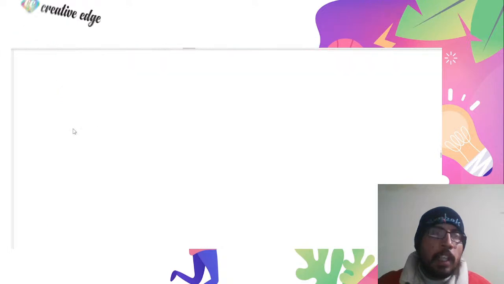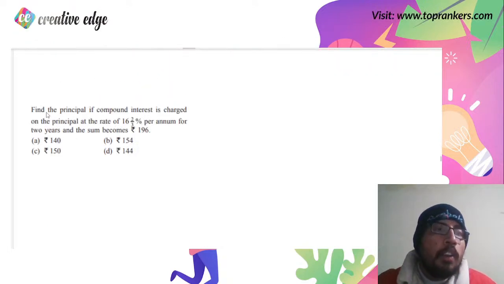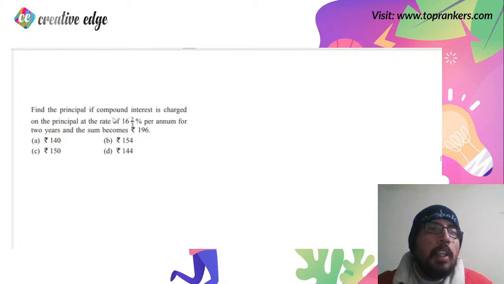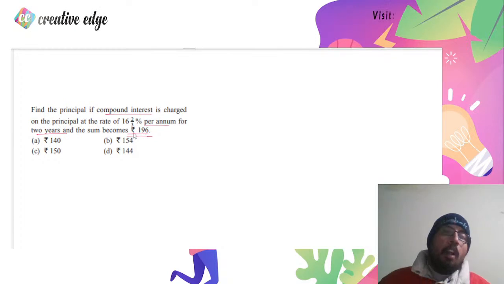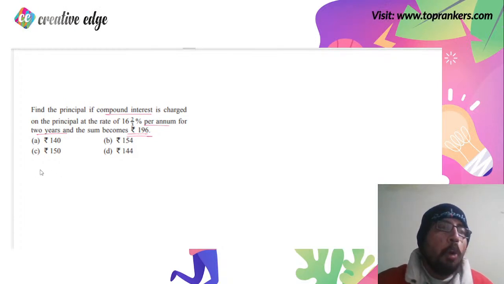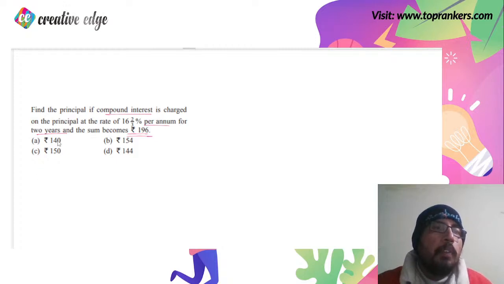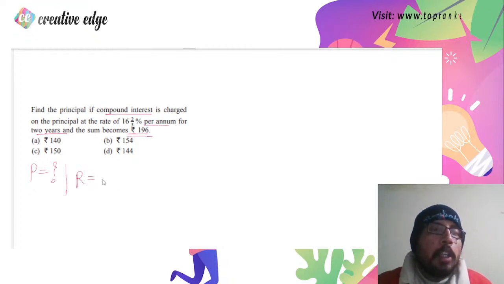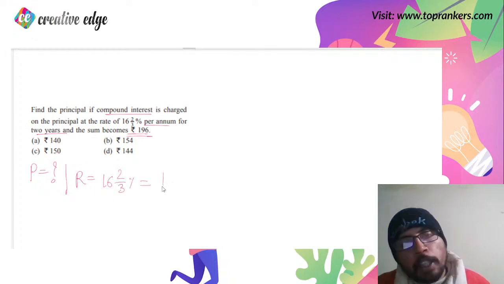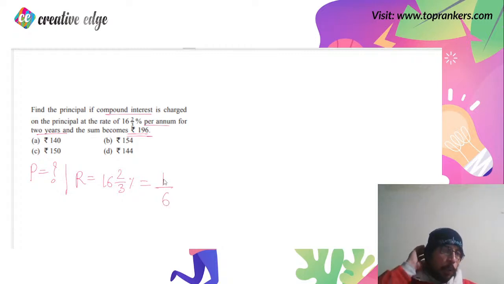Now let's move to our next question. We have to find the principal if the compound interest is charged on the principal at the rate of this percent per annum for the period of 2 years and the sum becomes 196. So you have been given the amount; the principal is unknown to you. You have been charged at 16 2 by 3%, which can also be written as 1 by 6 in terms of fraction.